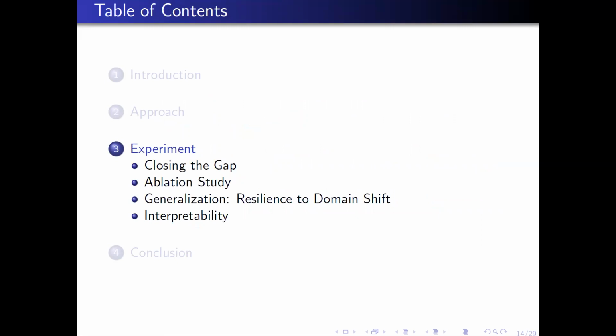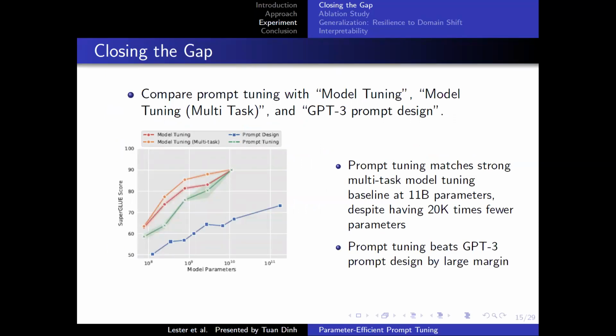In this section, we present important experimental results and findings of the paper. Firstly, the authors showed prompt tuning closes the gap with model tuning. In this figure, the x-axis indicates the size of the frozen language model. The y-axis is the SuperGLUE score. The higher the score, the better. The green line is model tuning, and the orange line is a strong multitask model tuning baseline. The result shows that prompt tuning matches the baseline at 11 billion parameters of the frozen model, despite having 20,000 times fewer task-specific parameters.